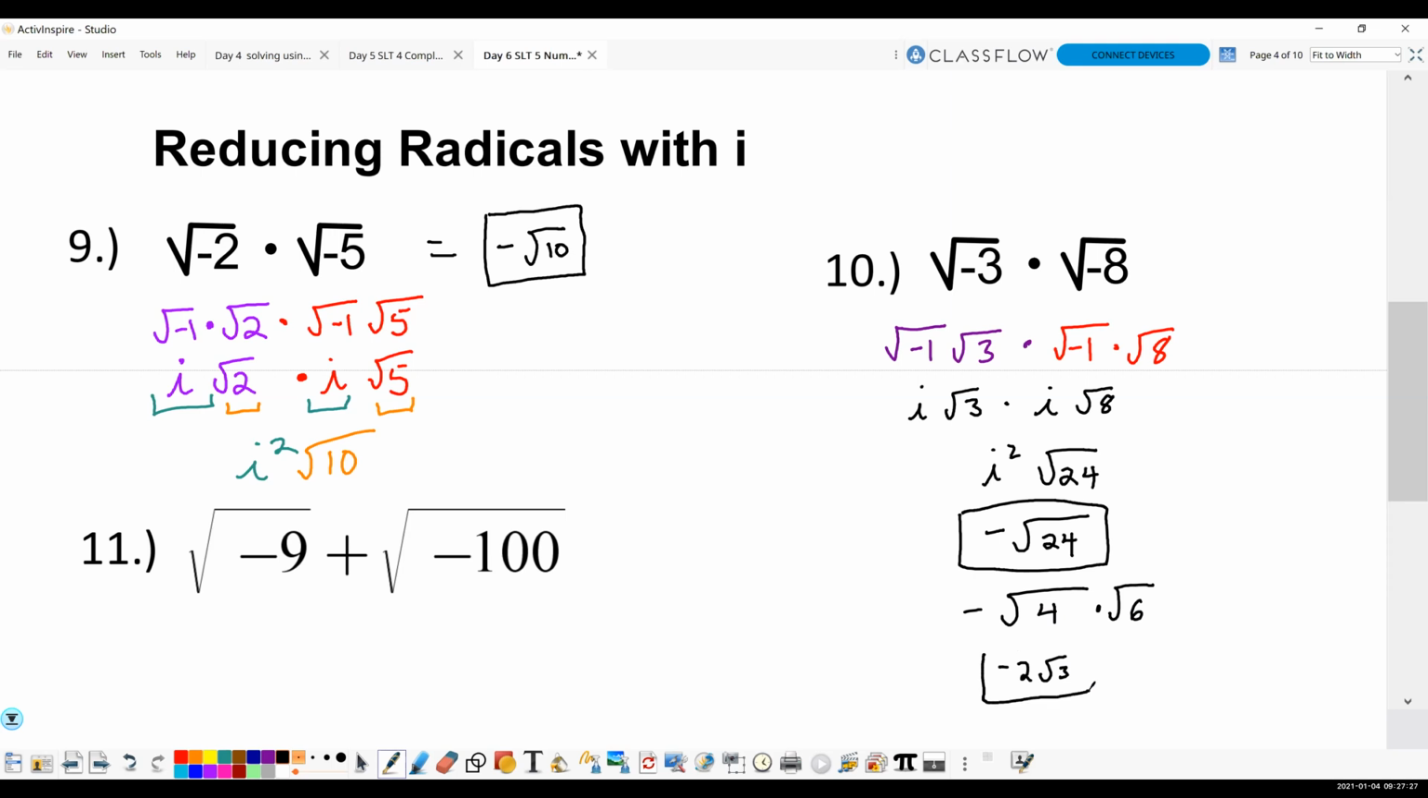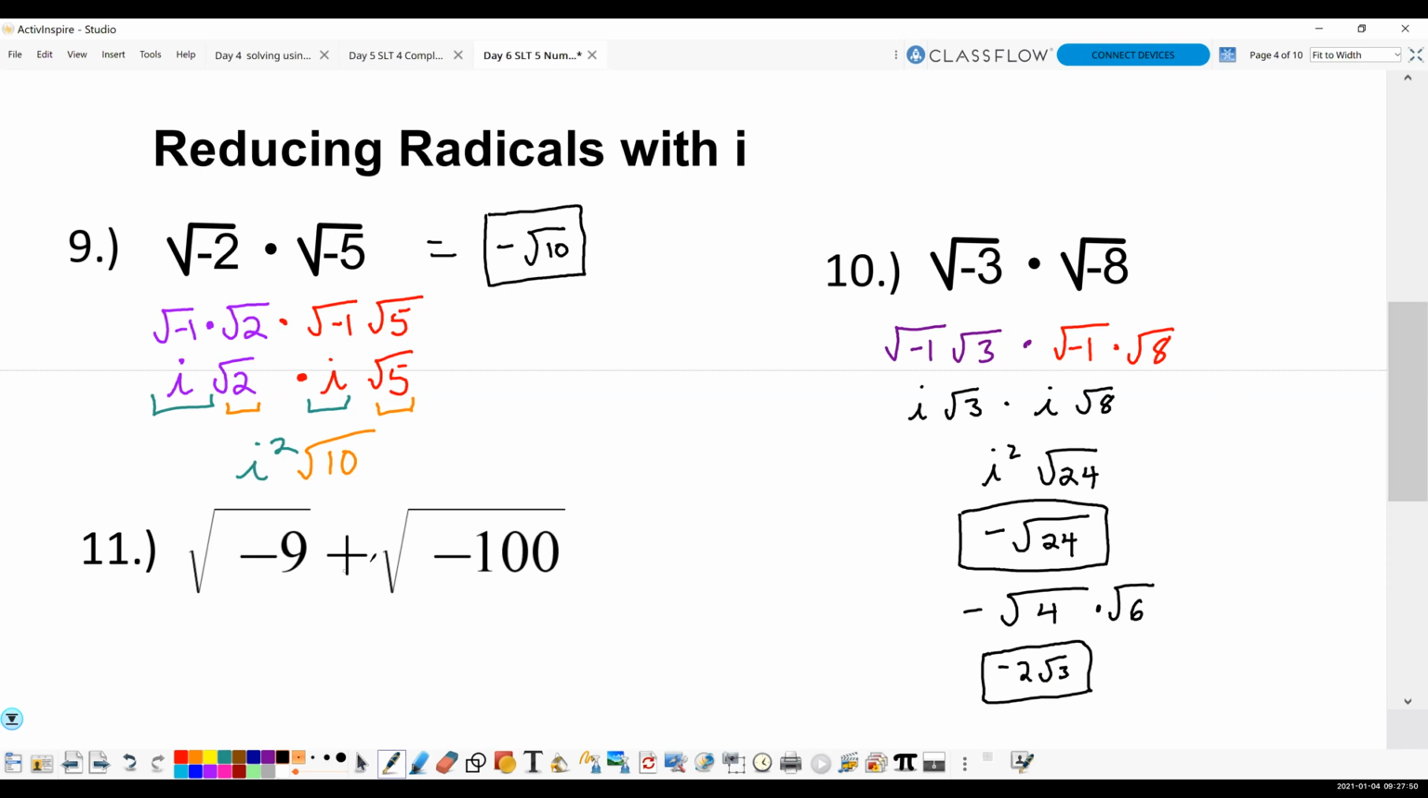Now, both of these answers are acceptable. I point out the reduced version because on standardized tests like the SATs, they're not going to give you an answer like the square root of 24. You will most likely see 2 root 6. So I want to show you that. However, this negative square root of 24 is a correct and acceptable answer.